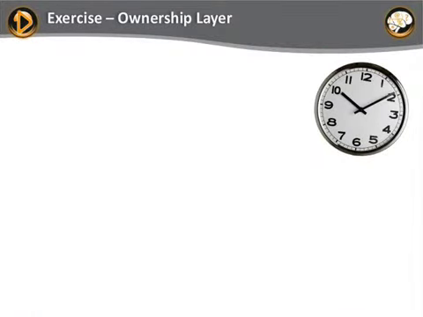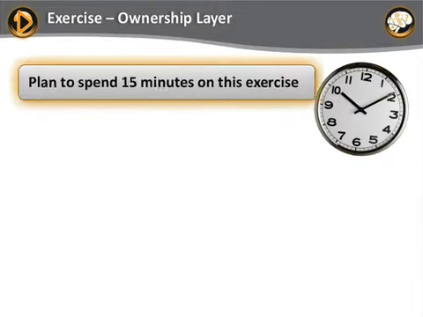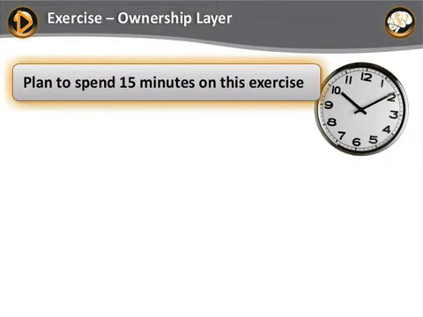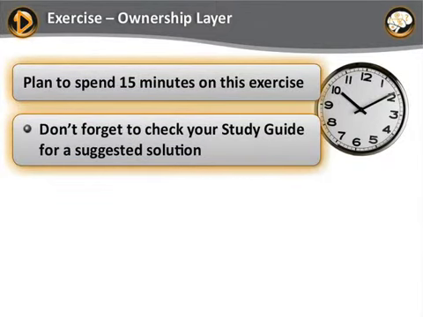The ownership layer helps to identify the people, teams, and locations who are stakeholders in the business process. This information has many uses, which we're going to consider with an exercise. Plan to spend 15 minutes on this exercise, and don't forget to check your study guide for suggested solution.